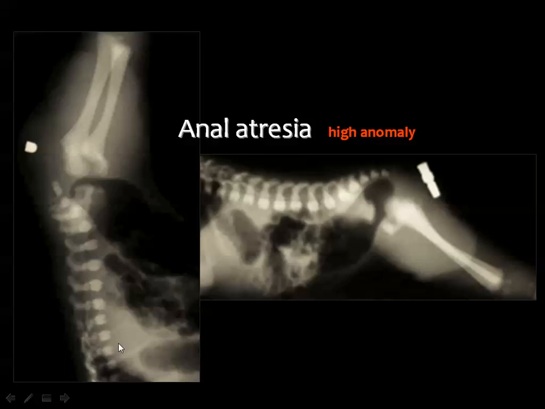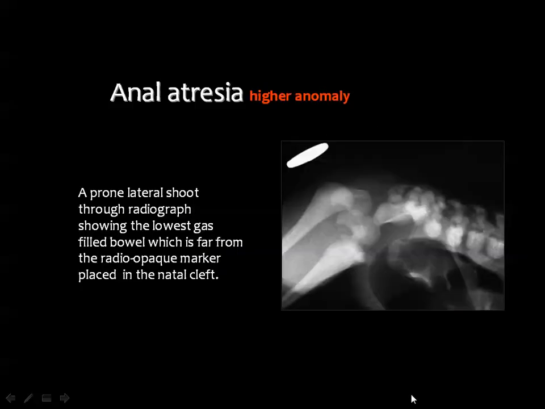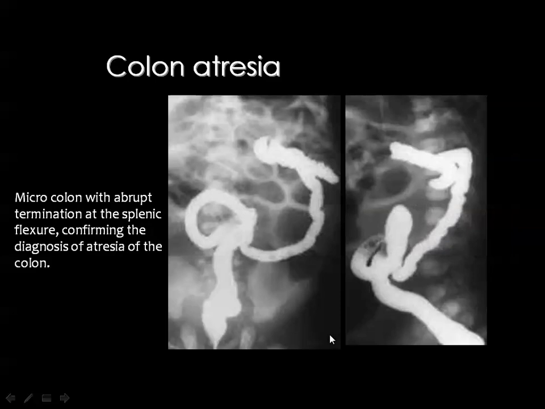This is the invertogram. You see air in the colon. This is the site of the atresia, and you measure between the metallic marker and the air in the colon. This is also a high anomaly. There is a very big distance between the air in the colon and the metallic marker.